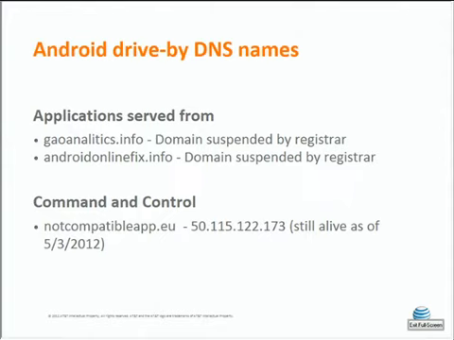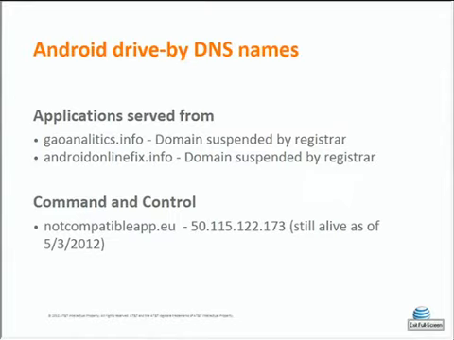The specific DNS names that were identified in the articles were GAOanalytics.info and AndroidOnlineFix.info. Both of those were DNS names from which the applications were being served up. Both of those domains were registered on April 22nd, and both of them have since been suspended by the registrar for malicious activity. So this is a good thing that they got on that and knocked them down pretty quick.